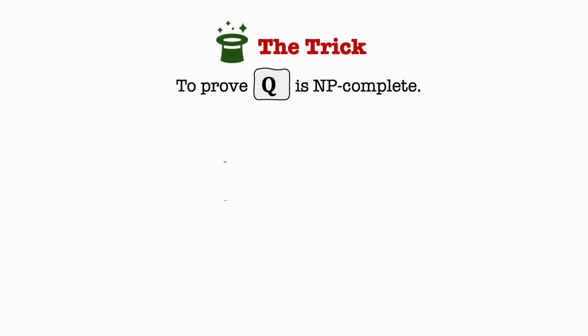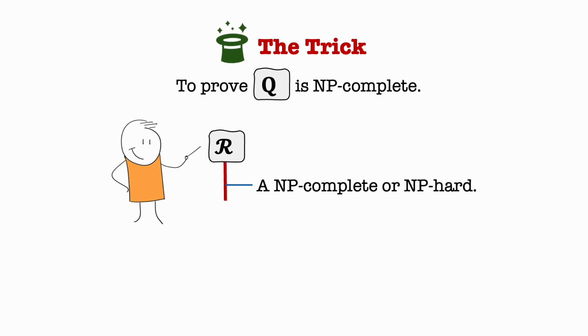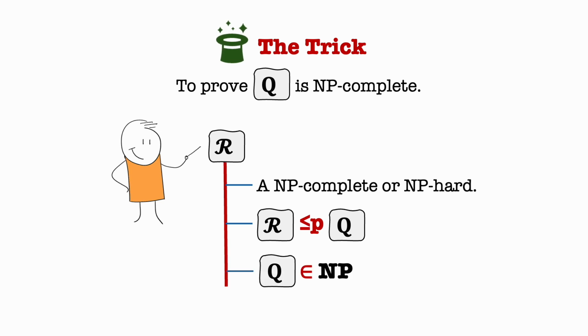So, what's the trick to proving that a decision problem Q is NP-complete? We need to find a decision problem R which is already known to be an NP-complete or NP-hard problem. Then we demonstrate that R is polynomial time reducible to Q. In other words, instead of reducing all NP problems to Q, reducing just one known NP-complete or NP-hard problem to Q is enough. And finally, we show that Q is in NP, that is, we provide a polynomial time verification algorithm.